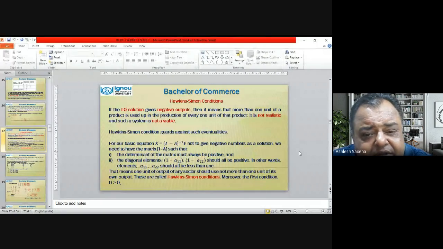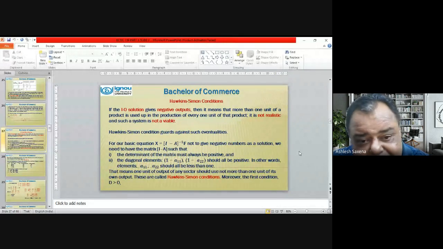Then comes what is meant by the Hawkins-Simon condition. This is something very important for calculation purposes. If the IO solution gives negative output, see what is going to happen over here. Then it means that more than one unit of the product is used up in the production of every 1 unit of that product. It is not realistic and such a system is not viable. Hawkins-Simon conditions guard against such situations.